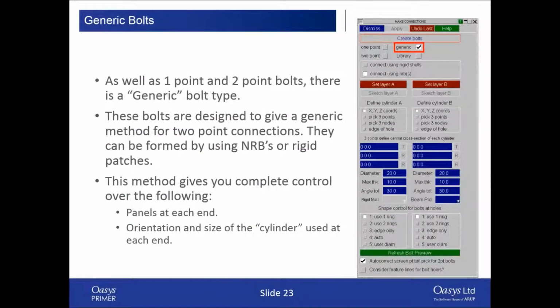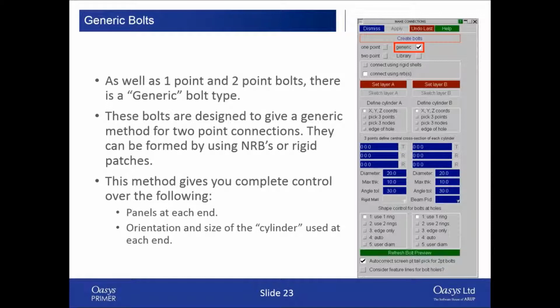So the other bolt types on the panel, there's generic bolt. These bolts are designed to give a more generic method for the two-point connections. And they can again be formed using nodal rigid bodies or rigid patches. It gives you complete control over the panels that you want to join at each end, and also the orientation and size of the cylinder used at each end. So you can have independent cylinders at each end that determine what's within that bolted connection.